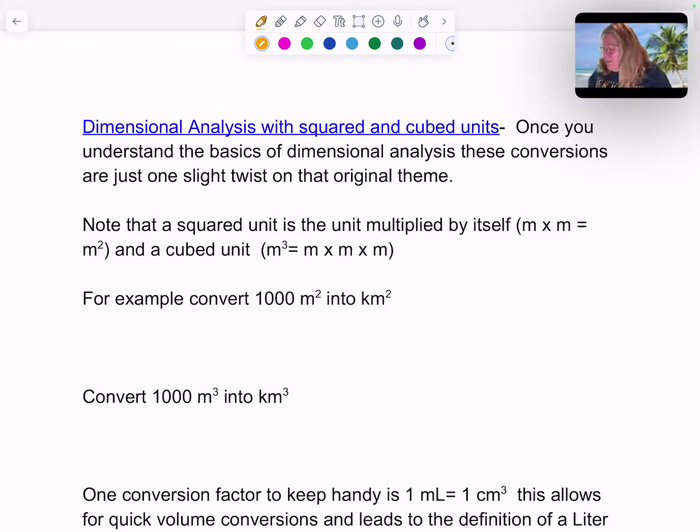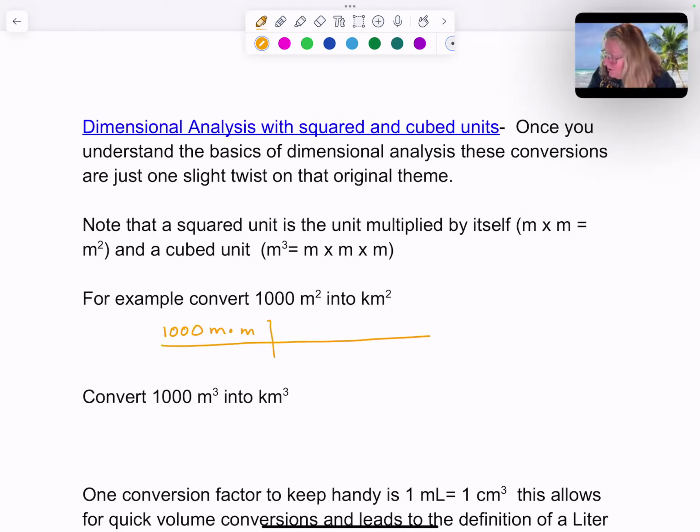So let's look at this example. If we need to convert 1,000 meters squared into kilometers squared, so we're doing like an area problem, we're going to start with our dimensional analysis. We have 1,000 meters squared. Well, I'm going to write that as a meter times a meter. Then when I do my dimensional analysis bar, I'm going to do the train track or monorail method. I've got to get rid of that meter twice.